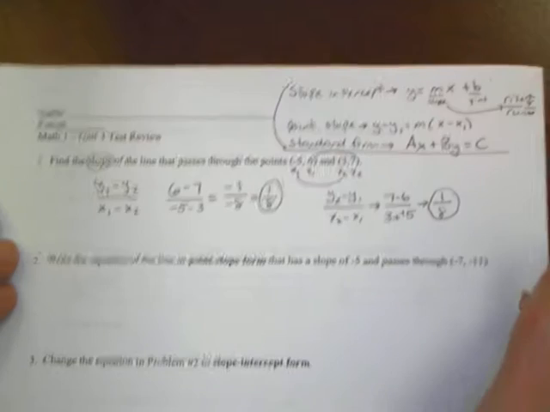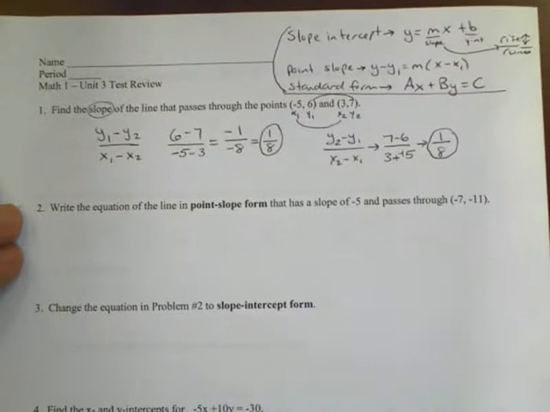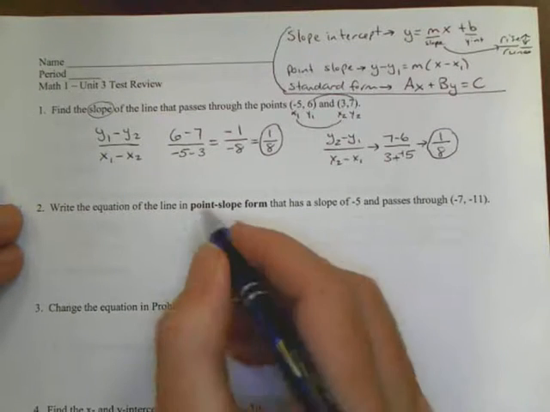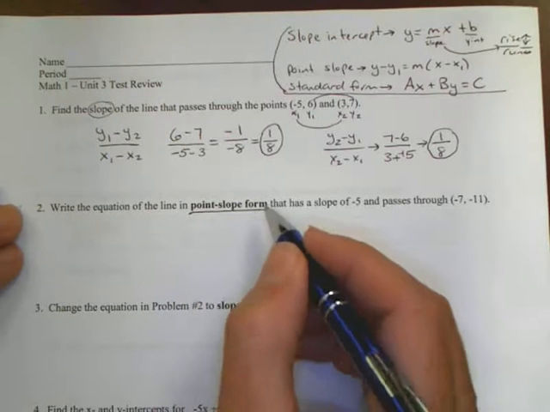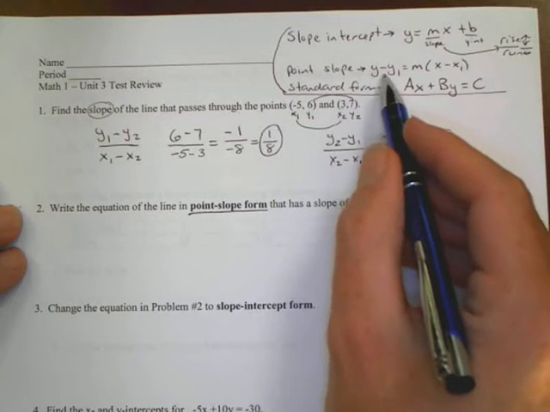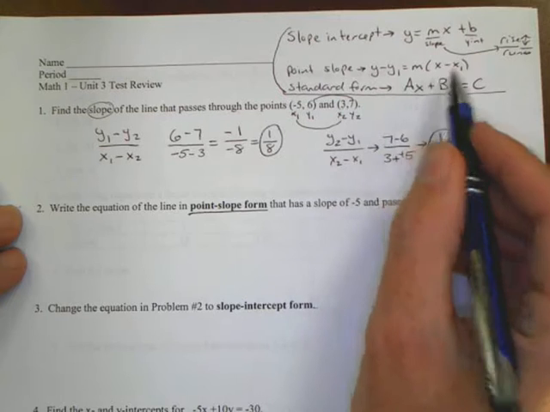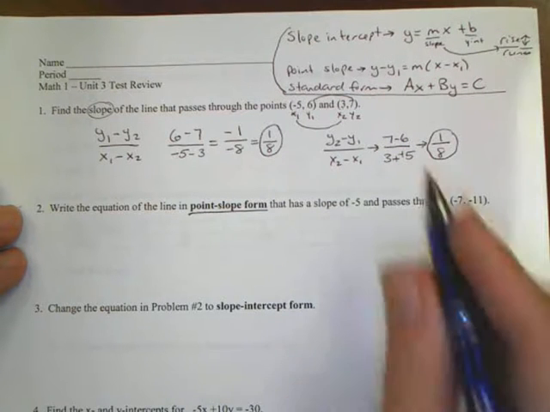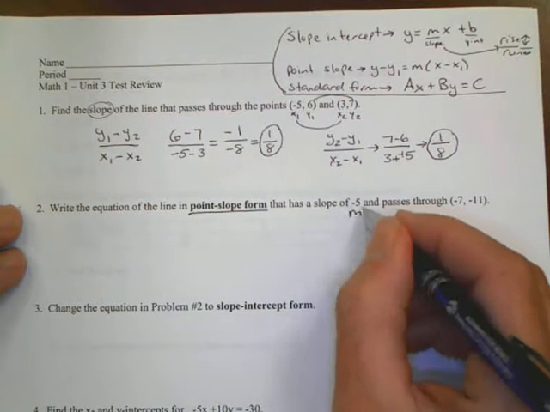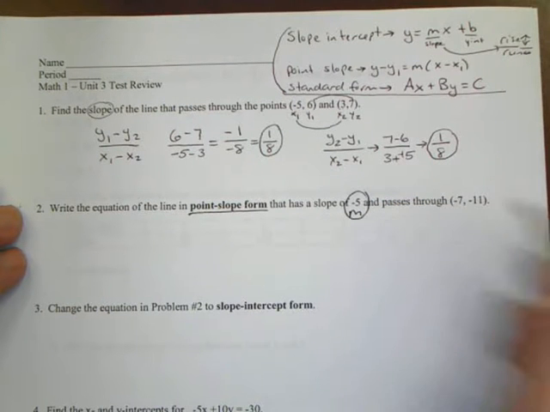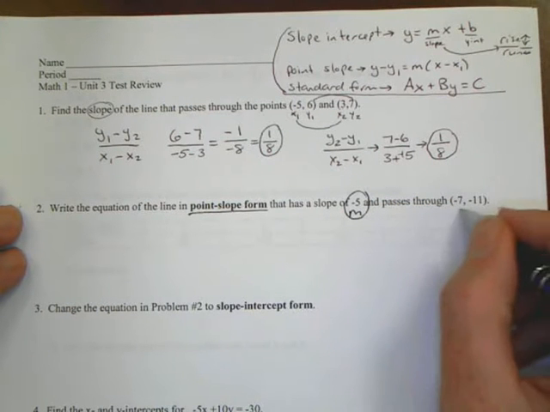So that's my slope. All right, number 2. Write the equation of the line in point-slope form. Recall that point-slope form up here is going to be y minus y1 equals slope times x minus x1. They tell me that the slope, m, is already -5, and they give me some points right here.